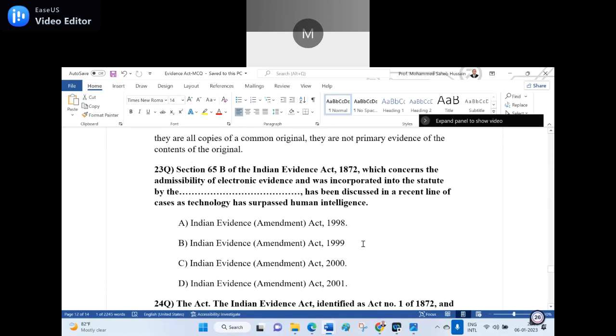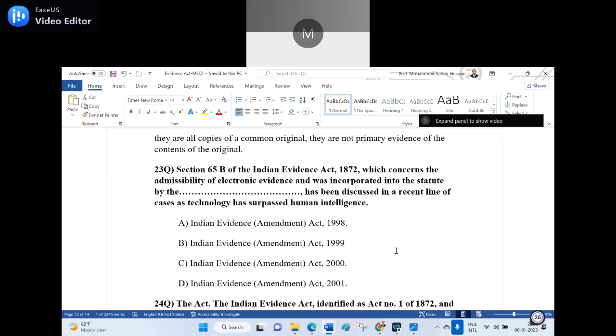Good. 23rd question. Section 65B of the Indian Evidence Act 1872, which concerns the admissibility of electronic evidence, was incorporated into the statute by the dash, and has been discussed in recent lines of cases. Technology has surpassed human intelligence. Option A, Indian Evidence Amendment Act of 1998. B, Indian Evidence Amendment Act of 1999. C, Indian Evidence Amendment Act of 2000. D, Indian Evidence Amendment Act of 2001. Which is the right option?